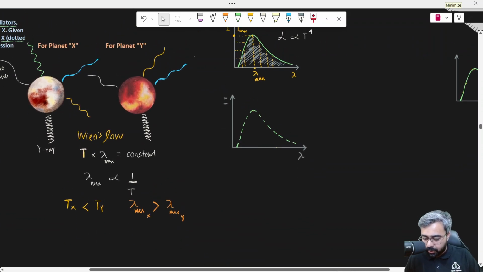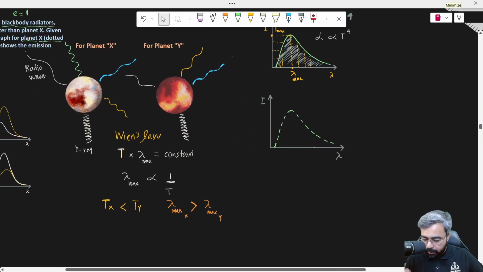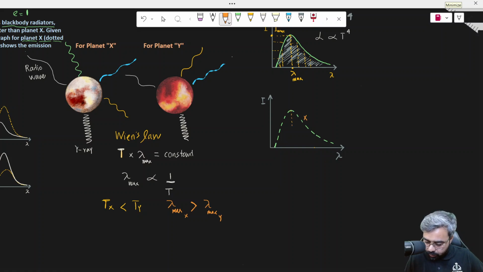Now, I'm going to compare the two. Let's say this is the graph for X, and this is the wavelength for X, lambda X. What we have learned is that the wavelength of X must be larger, and secondly, the temperature of Y is more. That's why planet Y must release more energy, so it should have more area under the curve. Where does this lead? Don't you think it leads to exactly something like this curve?